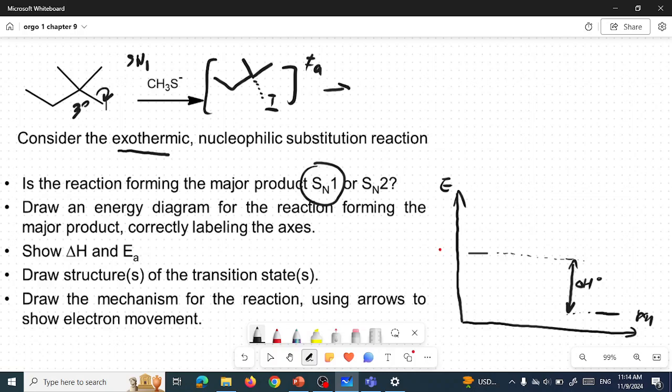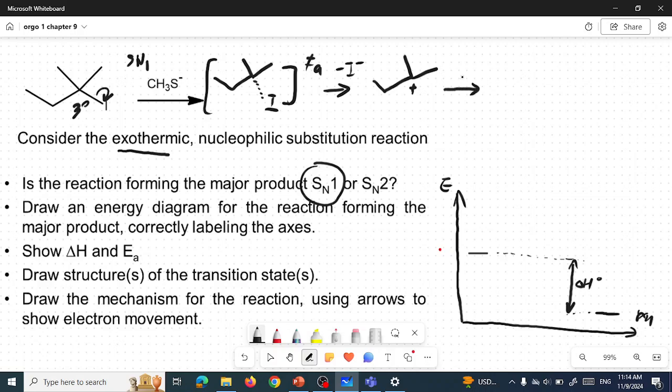And then after the leaving group, iodide, is left, which is minus iodide, you're going to have the first intermediate, which is going to be a positively charged carbocation. Notice that we use the square bracket to cover the transition state, but we didn't use that for the intermediate.